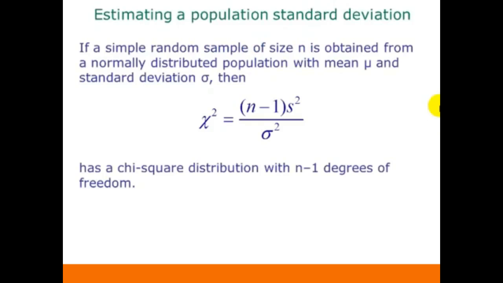The chi-square distribution is what we're going to use when we're estimating a population standard deviation. If a simple random sample of size n is obtained from a normally distributed population with mean mu and standard deviation sigma, then chi-squared equals n minus 1 times s squared divided by sigma squared. So in this situation, the chi-squared right here is our statistic that comes from our sample. And this has a chi-squared distribution with n minus 1 degrees of freedom.